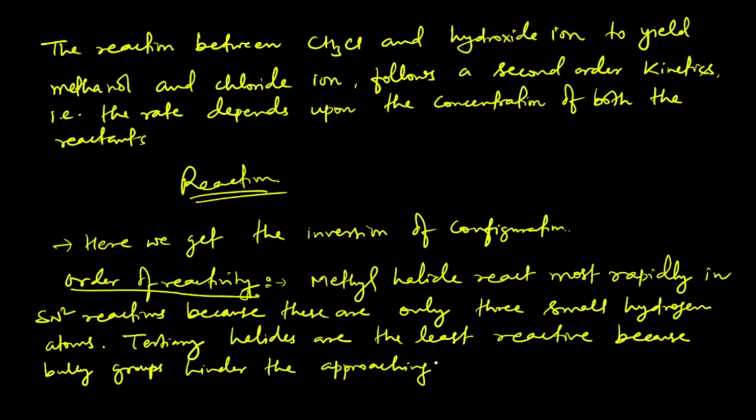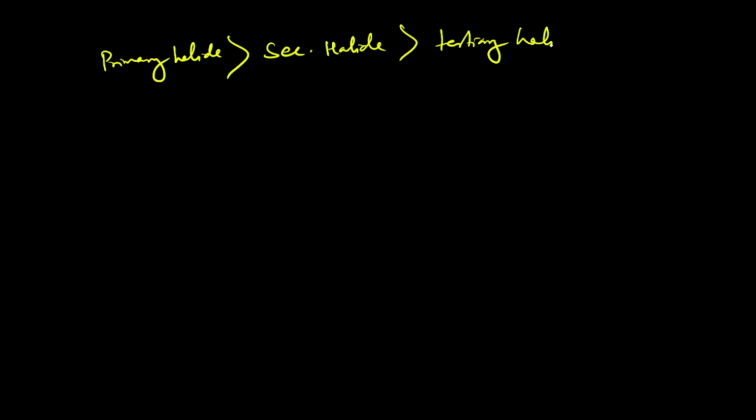Okay, they hinder the approaching nucleophiles. Correct. Thus the order. What could be the order? Your primary halide will have more tendency towards SN2 than your secondary halide, and the least will be your tertiary halide. Got it? So your least will be your tertiary halide.